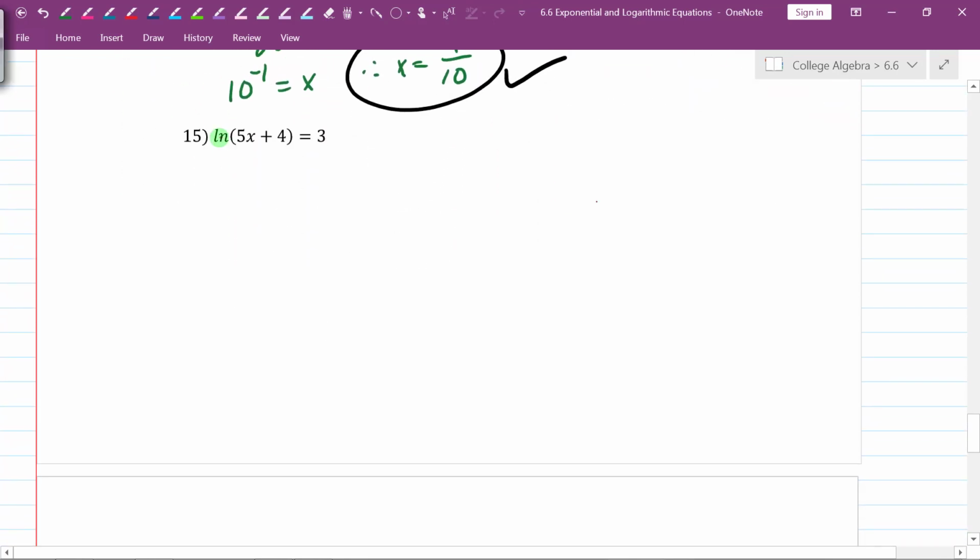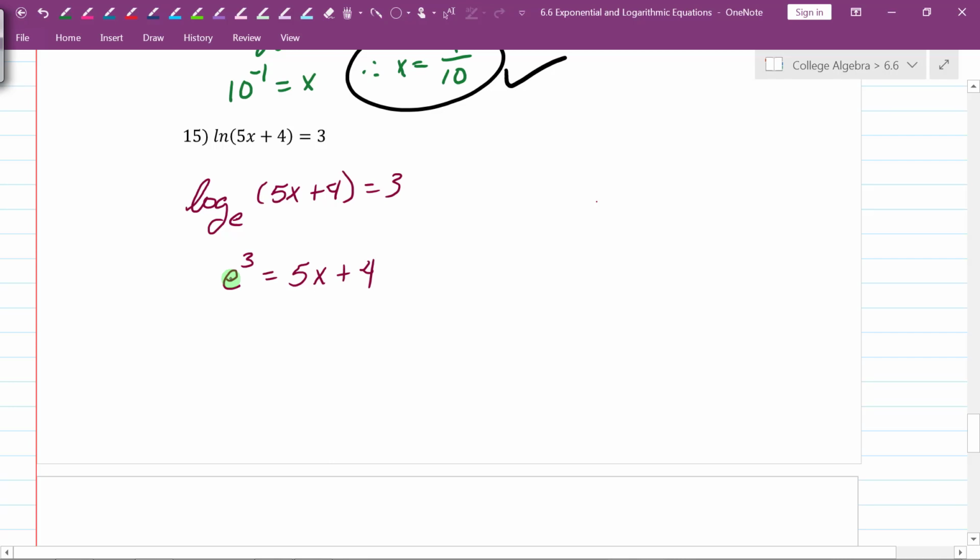We have the natural log of 5x plus 4 equals 3. Remember that the natural log is just another way of writing log base e. So we can go base e of 5x plus 4 is equal to 3. Remember, e is just a number. So I have a number that's a base, and I have a number over here, no variables. That tells me I can rewrite this as an exponential. So I'm going to have e to the 3 is equal to 5x plus 4.